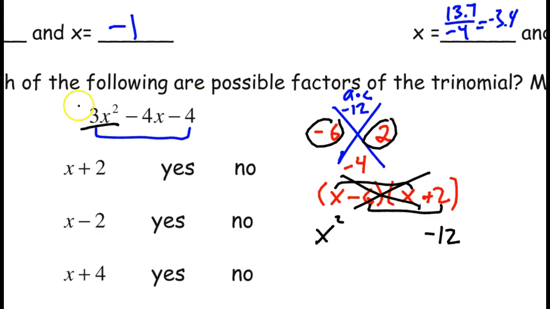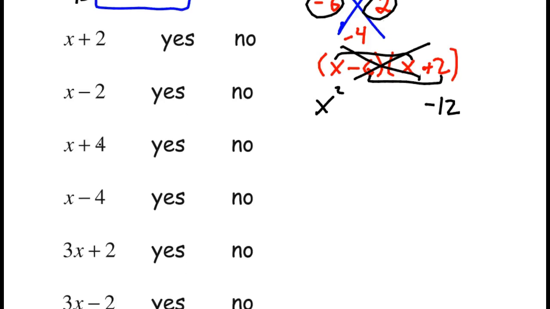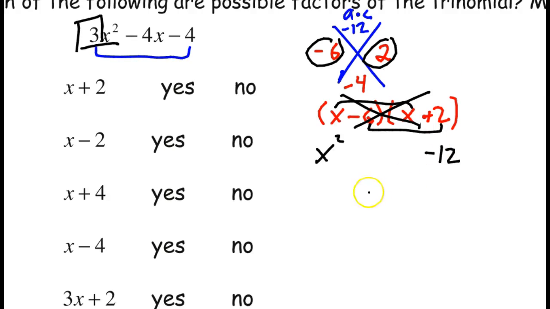So we don't want to just take these numbers and just put them in here. Whenever there's a number coefficient over here other than 1, we have to do a more elaborate process using these two numbers. We're still going to use them, but we have to put them in there. So what we're going to do is replace this -4 and put in -6 plus 2. So I'm going to have 3x squared.